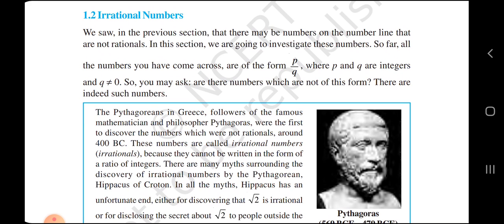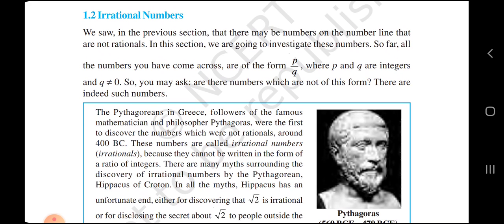So we form a definition. The numbers which are not rational numbers are called irrational numbers, or the numbers which cannot be written in the form of p by q, where p and q are integers and q is not equal to 0.